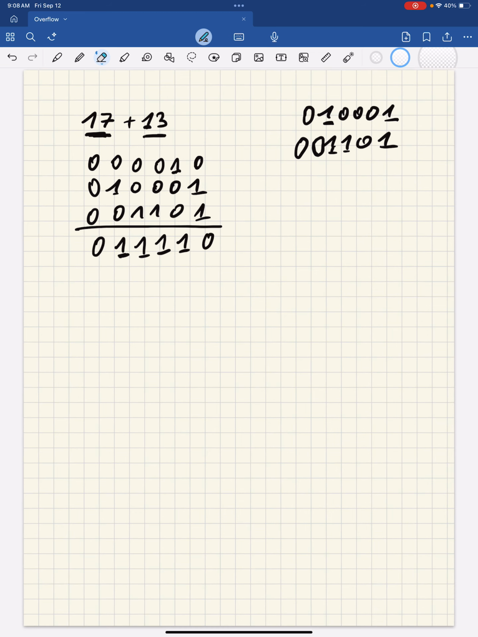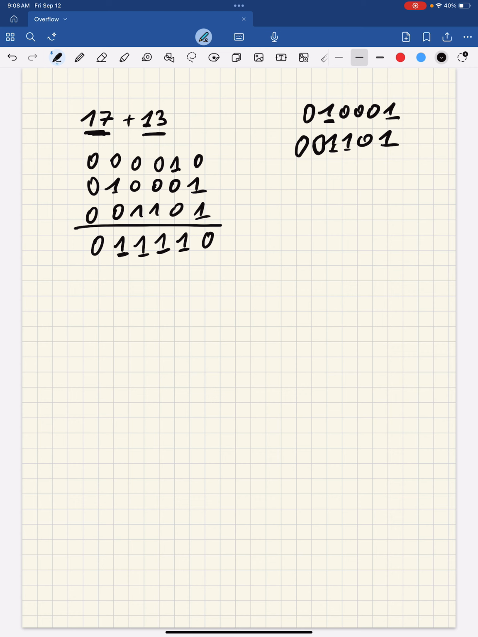So here you can see that we have added two numbers, and those two numbers are two positive numbers with a sign 0, and then the value that we're getting is a number with a sign 0. So therefore, we don't have any overflow here, and the result is correct.